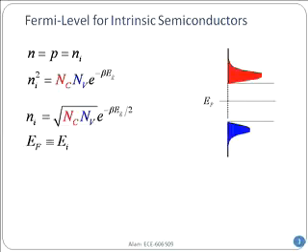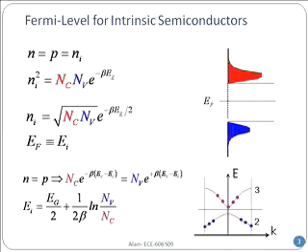And it sort of makes sense. You see, if you have to jump 1 eV up while your average energy is only 25 milli-electron volts, not too many can jump over to the conduction band. And that's why this number is small.